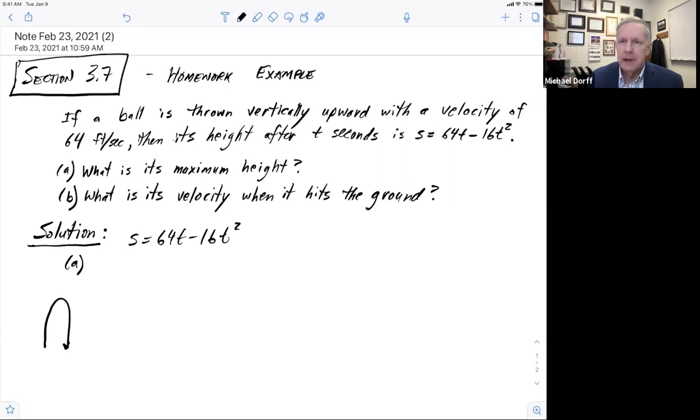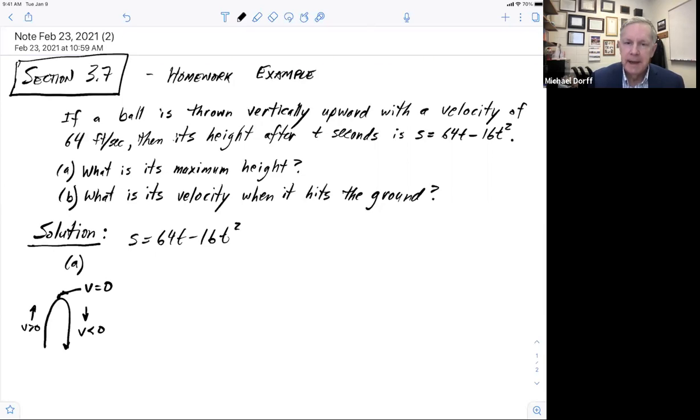So what happens when it reaches its maximum height? Well, that means its velocity is 0. So when it's going up, velocity is greater than 0. And when it's coming back down, velocity is less than 0. Right here is where velocity equals 0. And that relates with the derivative, because if this were a parabola, then at that vertex there, you would have a tangent line that would be horizontal and the derivative would be equal to 0.